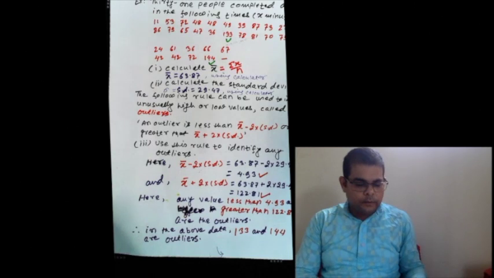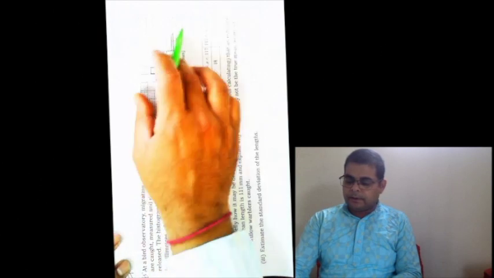I'll now go to another question. At a bird observatory, migrating willow warblers are caught, measured and ringed before being released. The histogram illustrates the lengths in millimeters of the willow warblers caught during one migration season. So this is the situation given. Complete and copy the frequency table. That means you have to observe this histogram, and then copy and complete this.